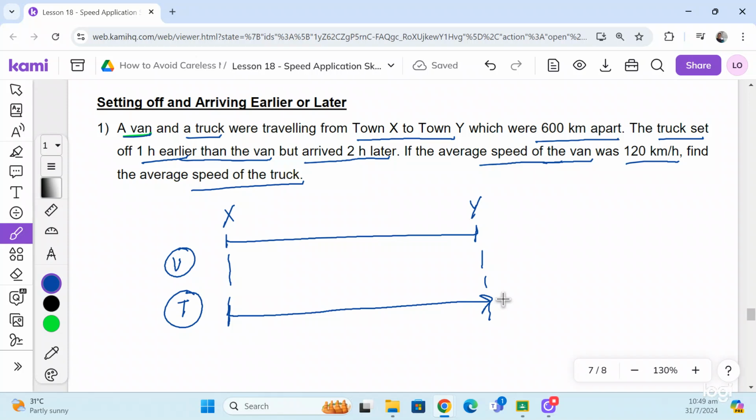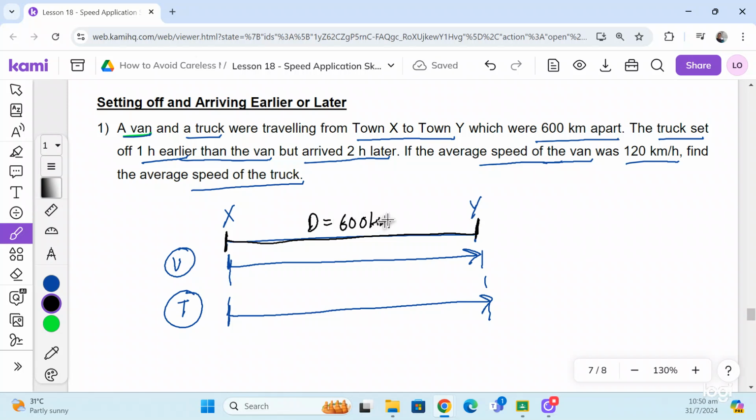You draw all the way to the destination, and the van set off later. If the truck set off earlier, the van set off later. And if the truck arrived later, then the van must have arrived earlier. So the van also draws all the way to the end. The first line on top is the distance line. Whether you draw it is up to you, but usually I have the distance line to show from where to where. From X to Y, the distance is 600 km.